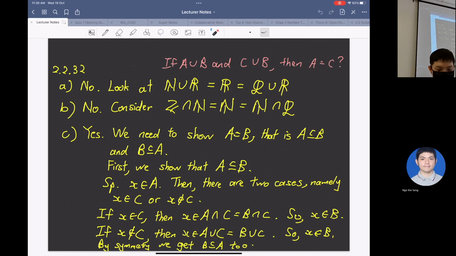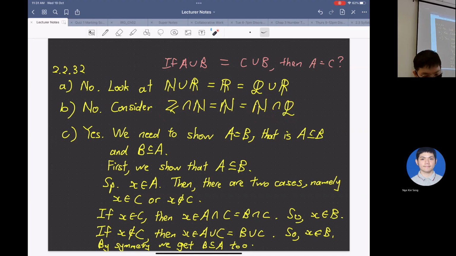Okay, 2.2.32. Suppose A union B equals C union B. Is A equal to C? No. Come up with the natural numbers and the irrational numbers; they are not equal. And how about if I change the union to intersection? Also not equal. I can come up with N and Z again, or Z and Q, but intersect with N.